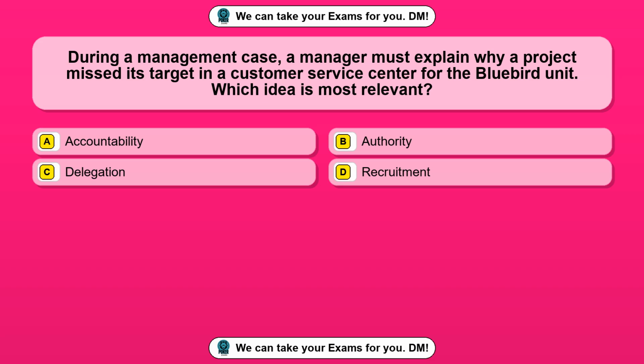Question 67. During a management case, a manager must explain why a project missed its target in a customer service center for the Bluebird unit. Which idea is most relevant? Option A, accountability. Option B, authority. Option C, delegation. Option D, recruitment. The correct answer is option A, accountability.